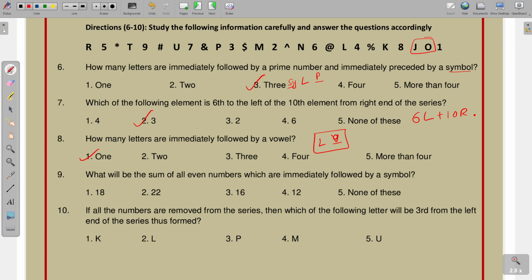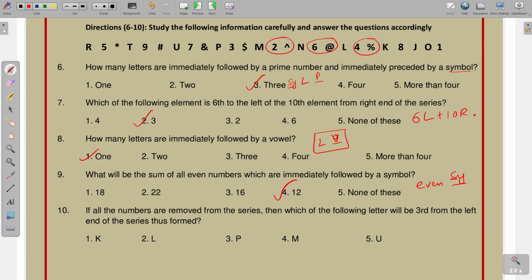1 is the answer. What will be the sum of all even numbers which are immediately followed by a symbol? We need to find the sum of all even numbers which are immediately followed by a symbol. Okay, even number and symbol. So, students, see where the even number and symbol are. 2 and this one is the one combination, second combination and third combination. Next only 3. So, 6 plus 4 plus 2, that is 12.